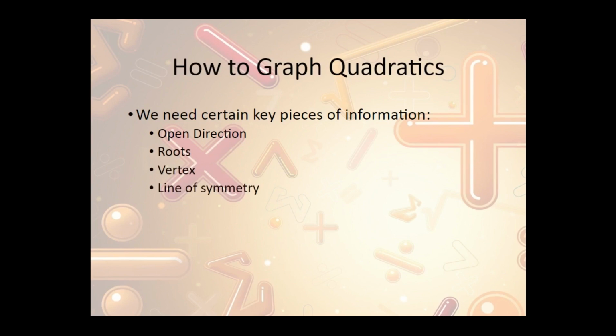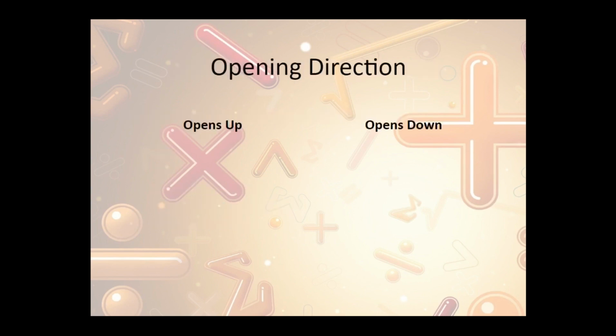So line of symmetry, it's going to form a perfect U shape, so it's going to be the same distance from that line of symmetry on each side. So it should look like a perfect reflection. We need to know the maximum and minimum. We need to know the domain and range. So let's look at each of these components.